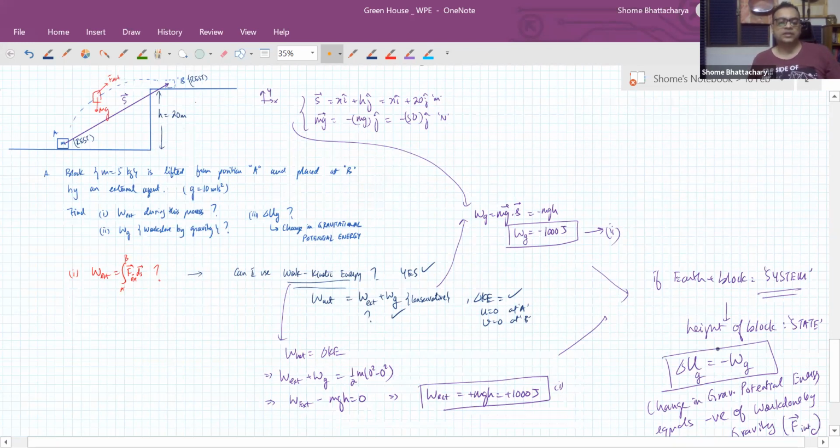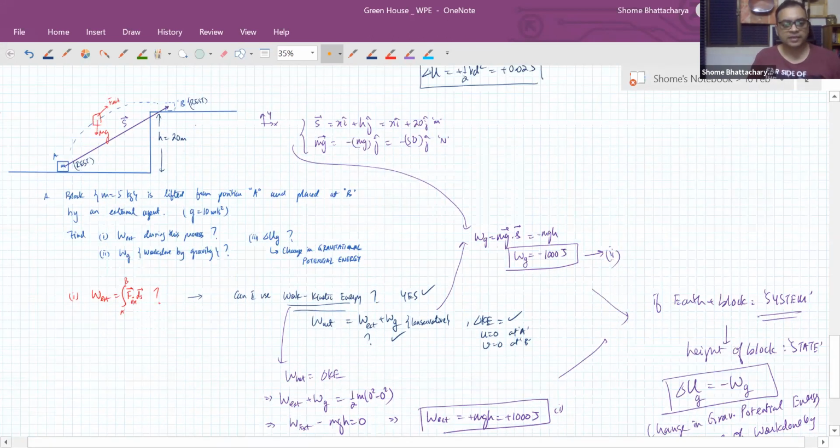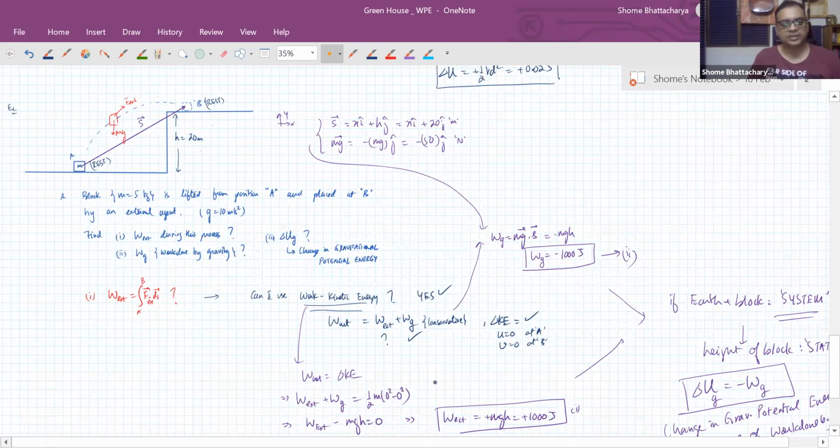So the third part, delta U, will also come out to be plus 1000 when we connect these two concepts. Okay, but note down the first two parts. First note down up to this: the work done by gravity, and from that how we calculated the work done by the external agent.